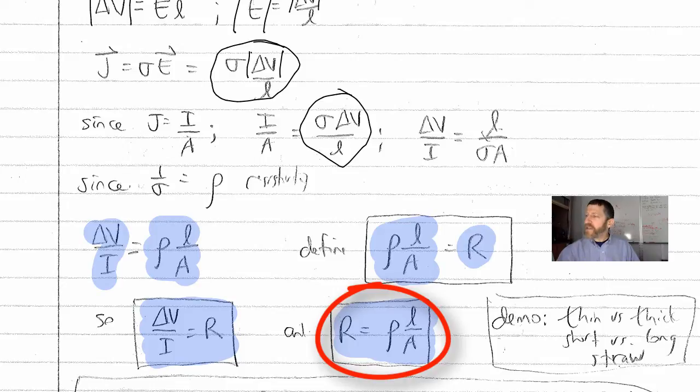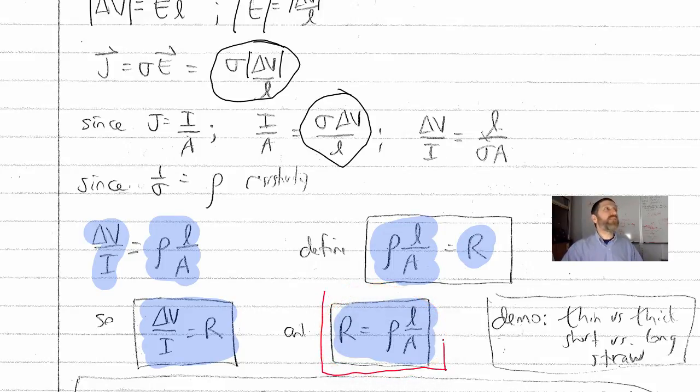The resistance of a sample. Notice you cannot answer the question, what's the resistance of copper? You can't answer that question. Can I answer the question, what's the resistivity of copper? Yes. But if I gave you a sample of copper, you could measure the resistance of that. Resistance is proportional to the length, it's proportional to the resistivity, but it's inversely proportional to the area.